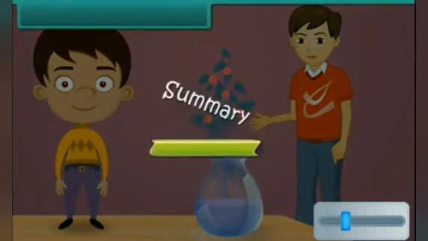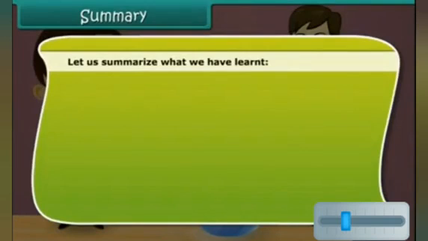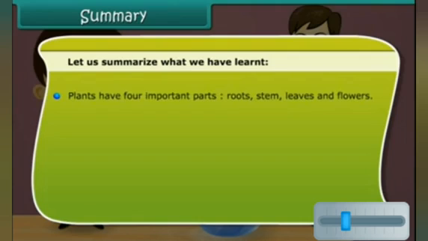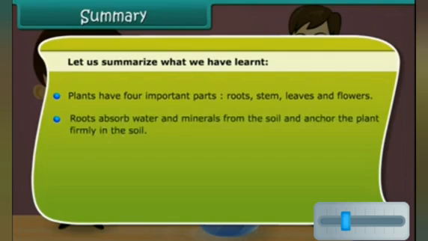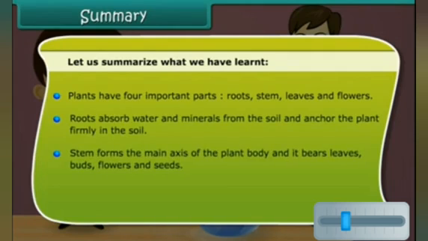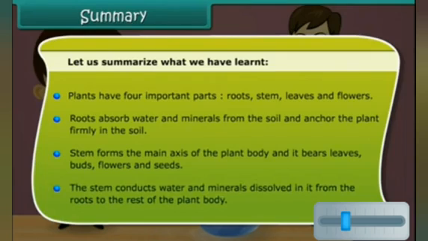Summary. Let us summarize what we have learned. Plants have four important parts: roots, stem, leaves, and flowers. Roots absorb water and minerals from the soil and anchor the plant firmly in the soil. Stem forms the main axis of the plant body, and it bears leaves, buds, flowers, and seeds. The stem conducts water and minerals dissolved in it from the roots to the rest of the plant.